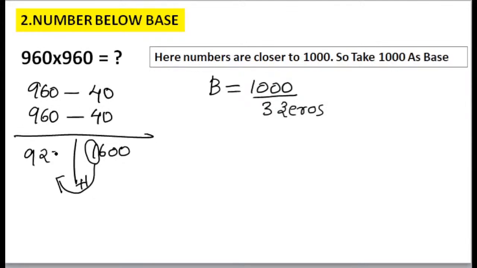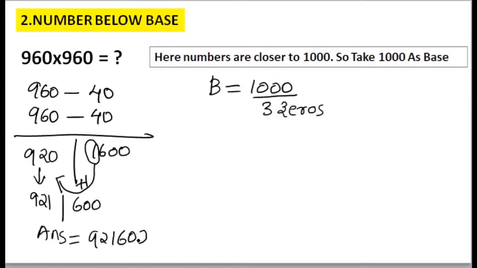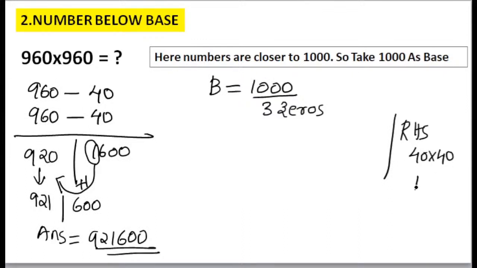960 minus 40 is equal to 920. Then 920 plus 1 is equal to 921. This will be your LHS and 600 will be your RHS. So your answer will be 921600.